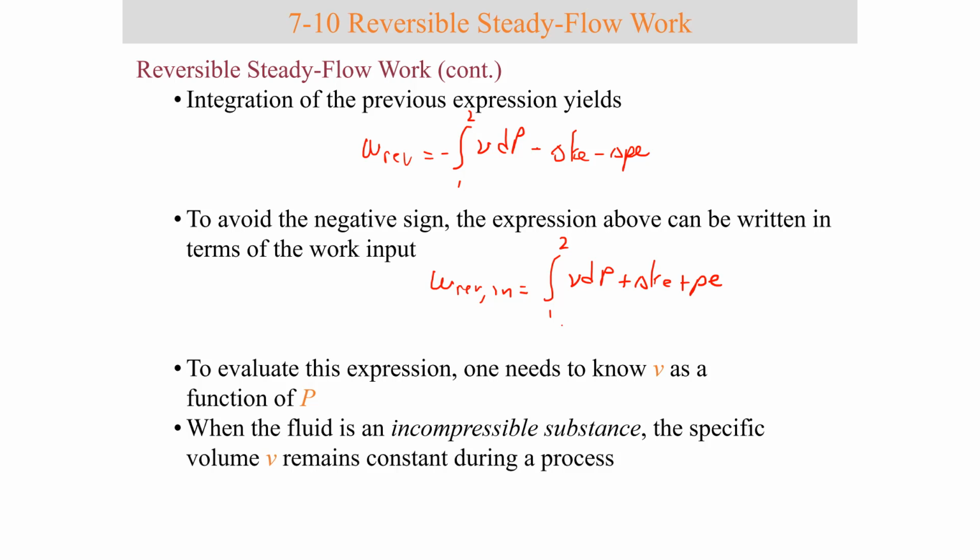Now, in order to evaluate this expression, I need to know v as a function of pressure. And as we know, when a fluid is incompressible, v is constant. So that expression is simply evaluated as v delta P, since v is constant. If we integrate it over pressure, it just becomes an integration of a constant. So this expression is what we would call the reversible work in for an incompressible substance.